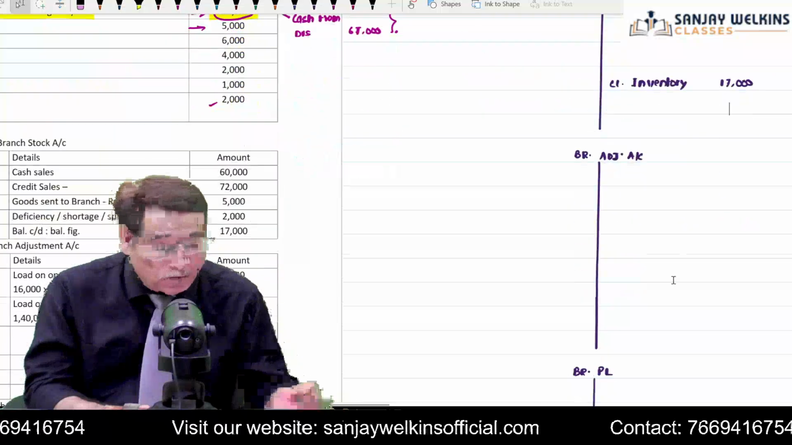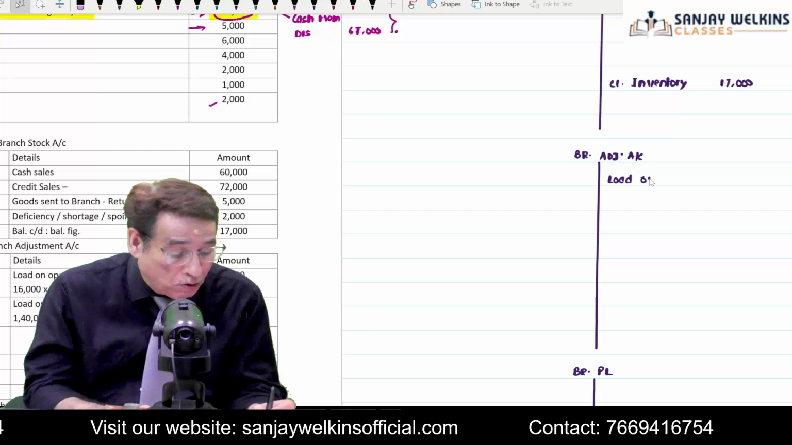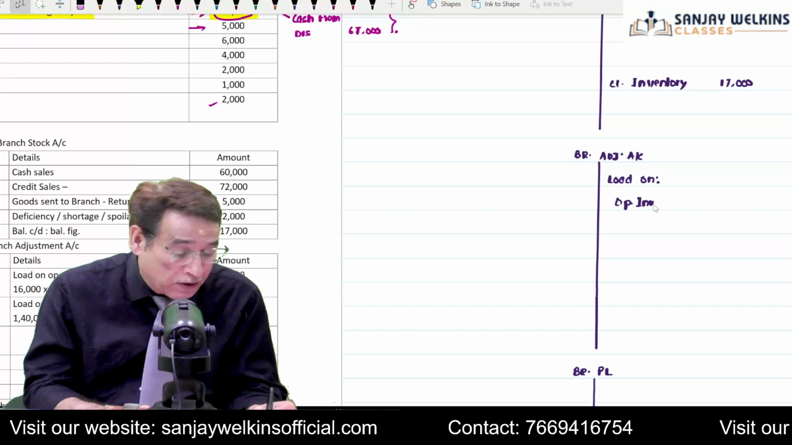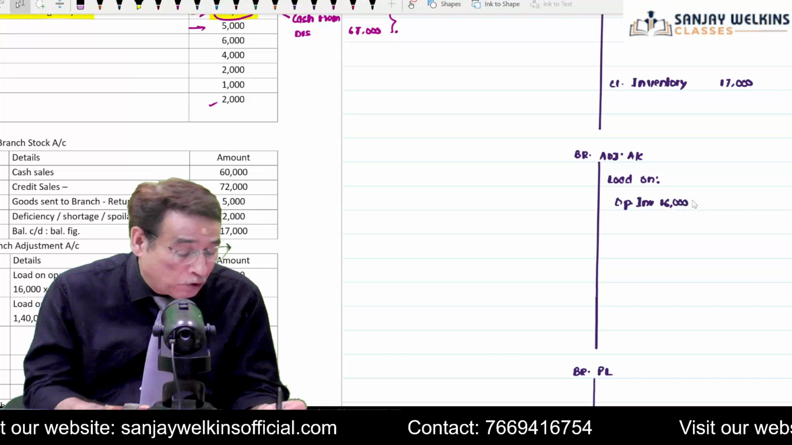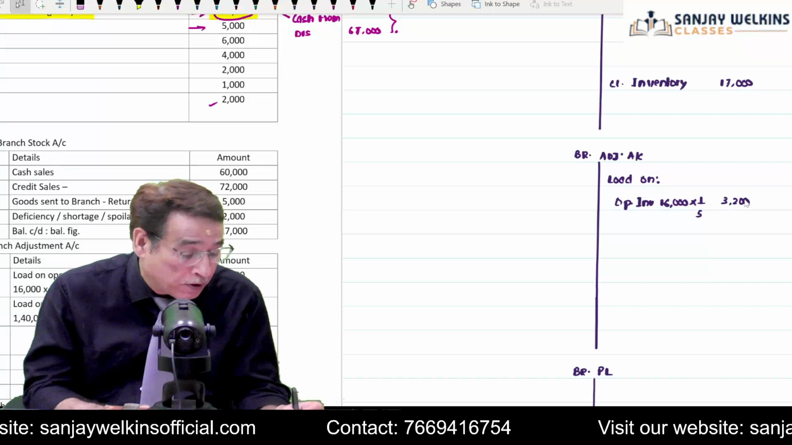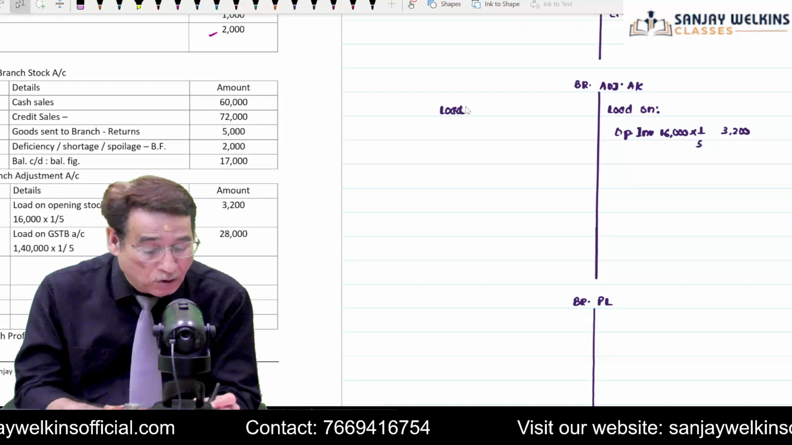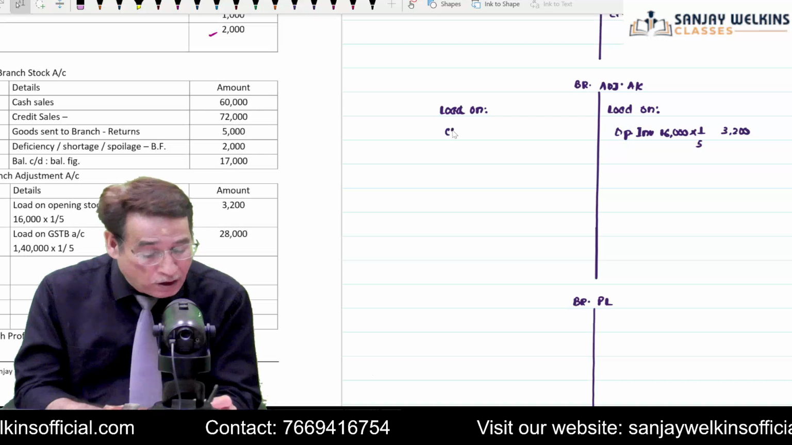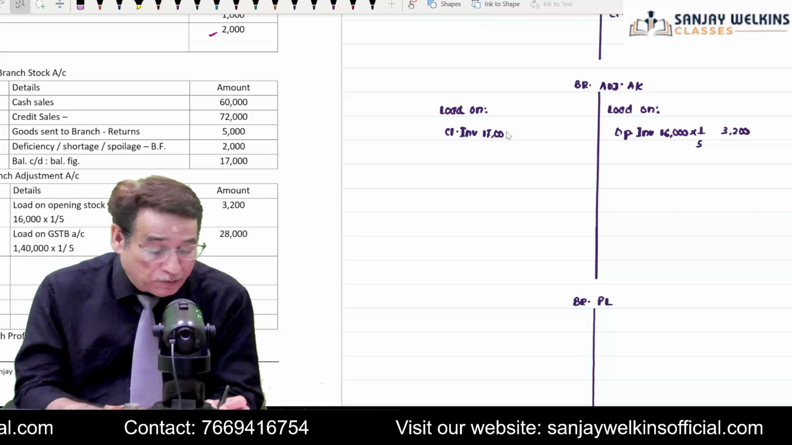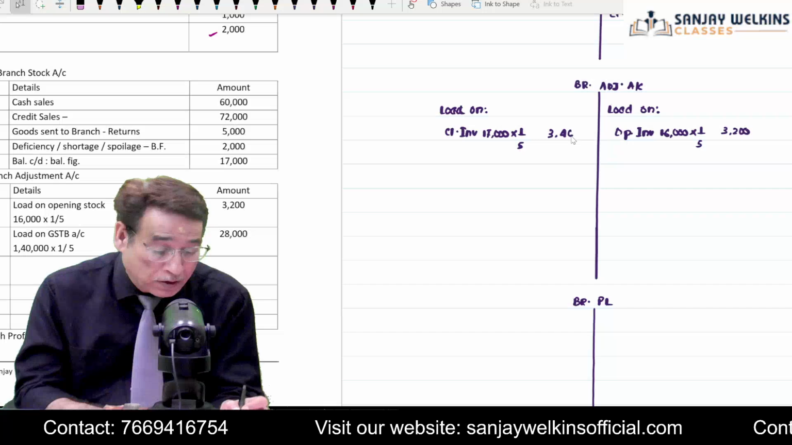Now we must also write the loading part. So loading on opening inventory. Opening inventory is 16,000, and the rate of loading on invoice price will be 25 by 125, so 3,200. Similarly, we will write on the opposite side loading on closing inventory. Closing inventory is 17,000, so 17,000 into 1 by 5 is equal to 3,400. That will be your loading on closing stock.